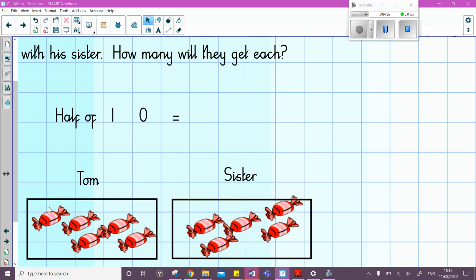Let's count how many they have each. 1, 2, 3, 4, 5. Let's check his sister as well. 1, 2, 3, 4, 5. They both have the same amount.